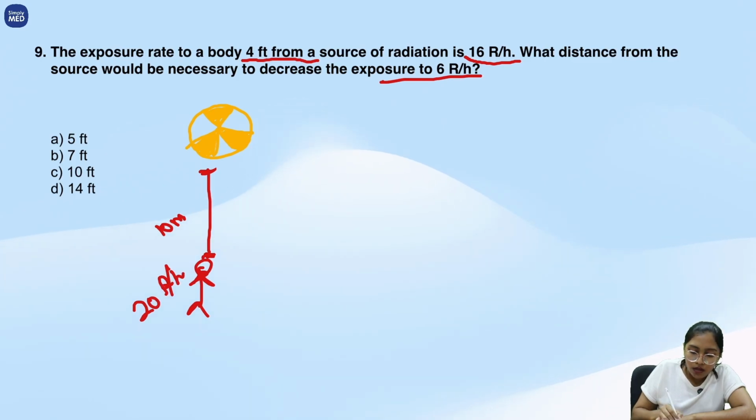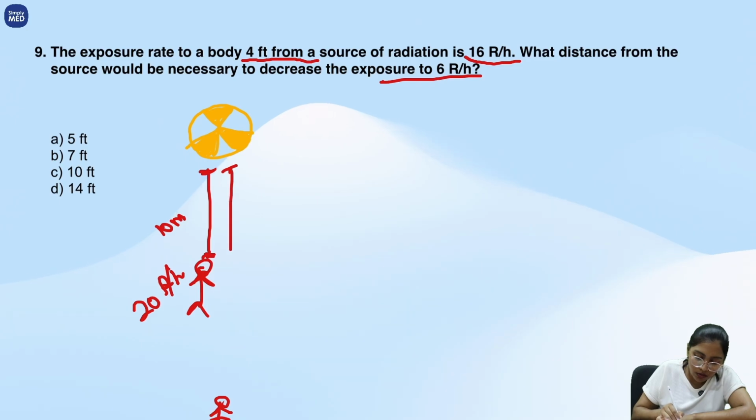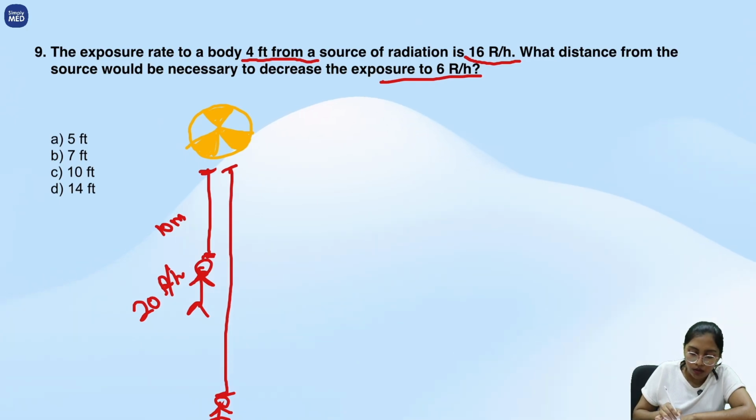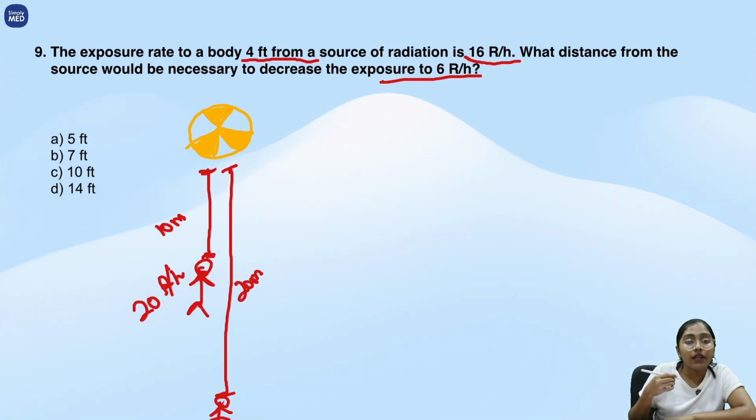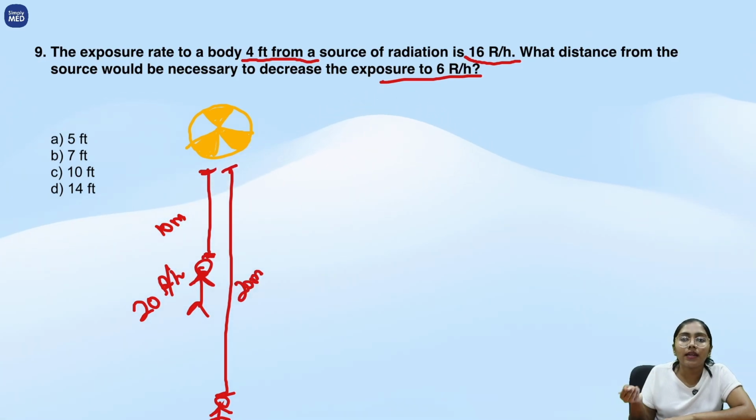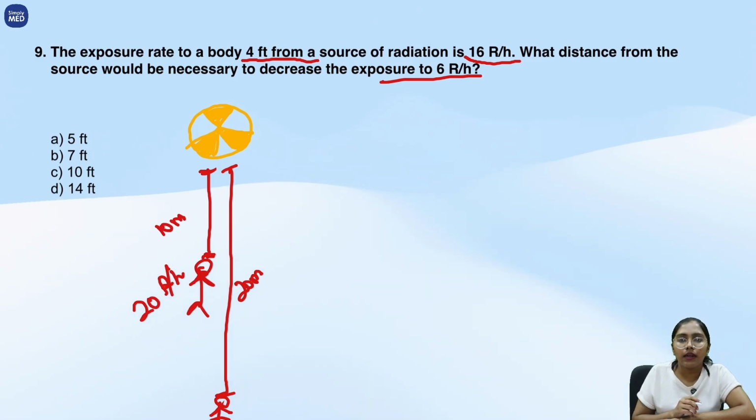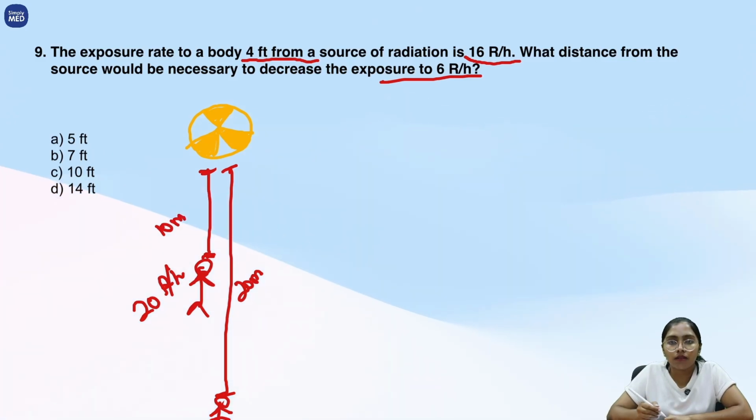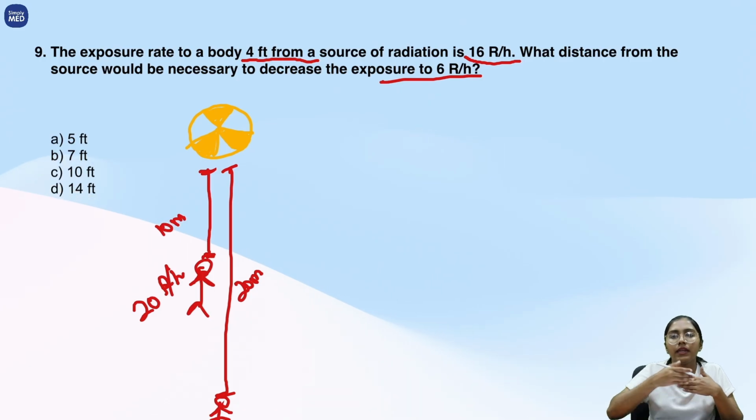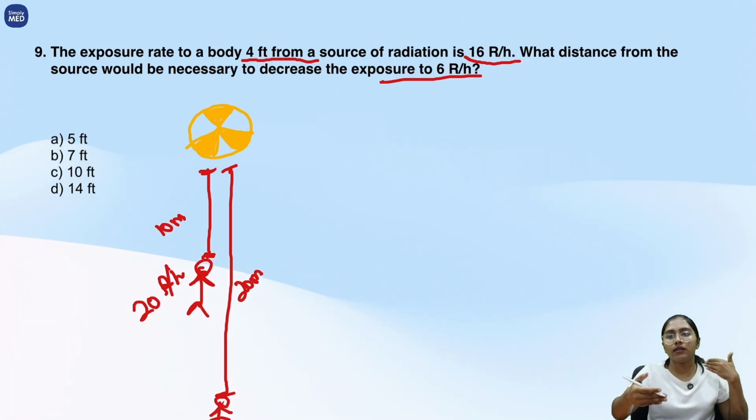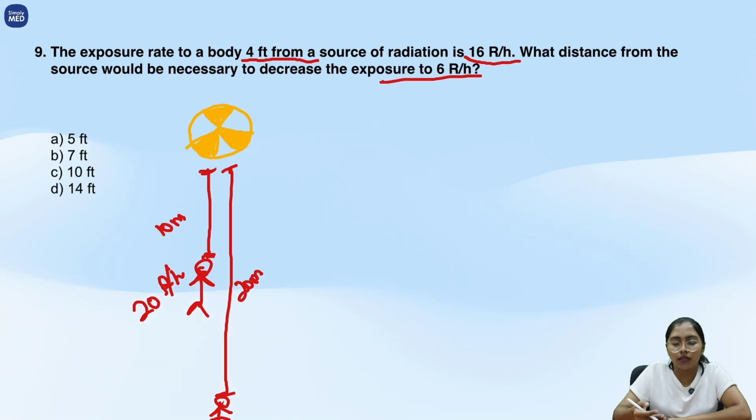Now suppose the person moved from this distance to double of it. He moved to here. So now the distance is double. If the distance is doubled, what will happen? Will the exposure, will the dose be increased or decreased? Definitely decreased, right? As we move farther from the radiation source, the dose will be reduced. That is why the name inverse, because when we are increasing one thing, the other quantity is decreasing. So it's an inverse relation.